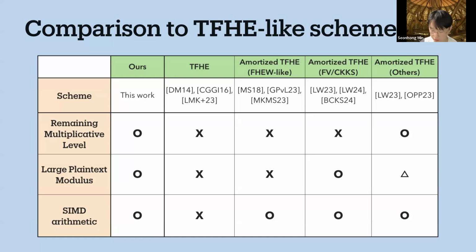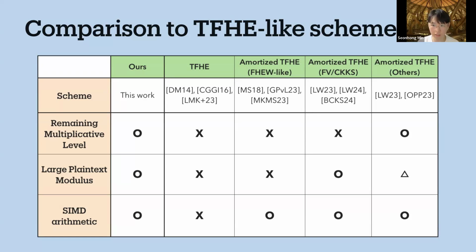There have been some works that wanted to use SIMD arithmetic. For example, there was this line of work, amortized TFHE. So basically you generate lots of monomials and then multiply to the test vector. But in this case, it inherits the disadvantages of the TFHE scheme. So it can compute the SIMD arithmetic, but it does not support large plaintext modulus, and also it does not have any remaining multiplicative level.